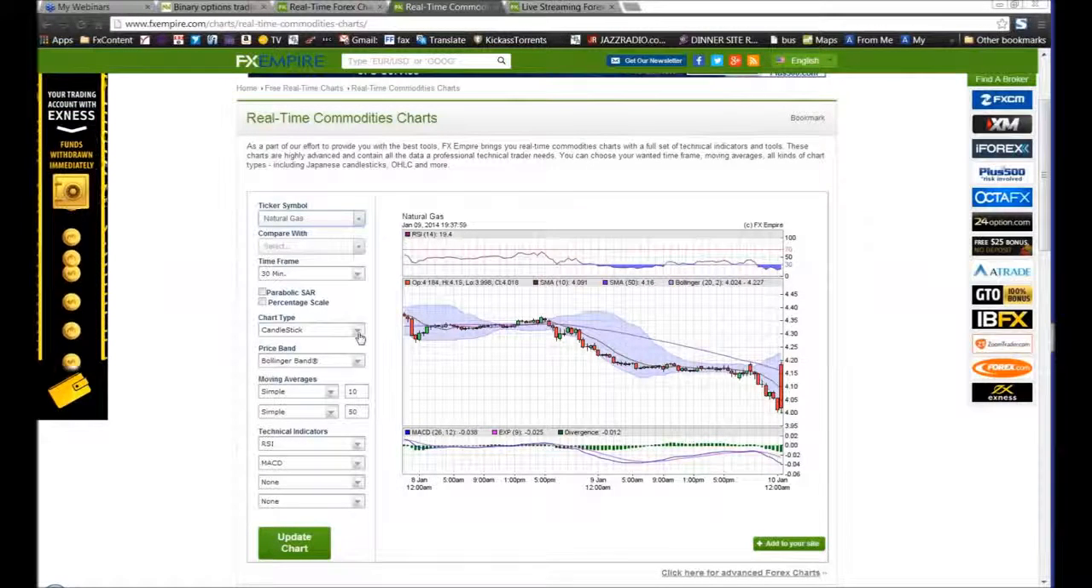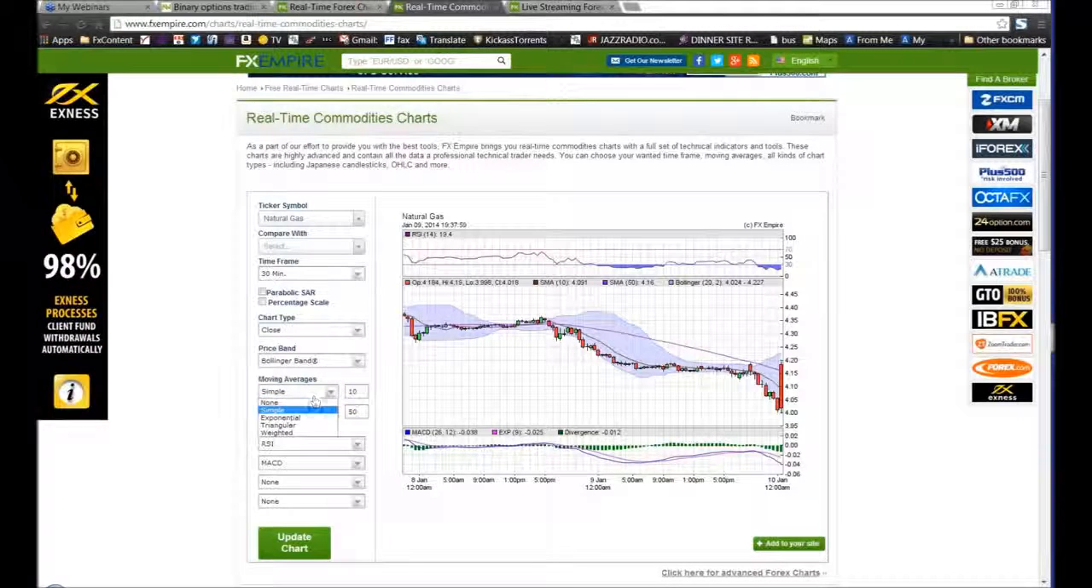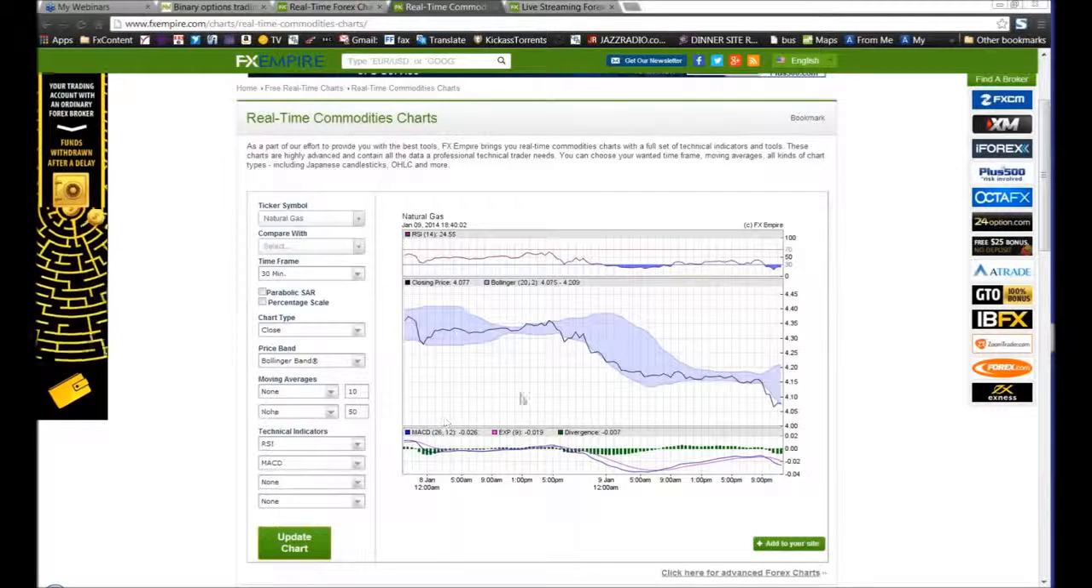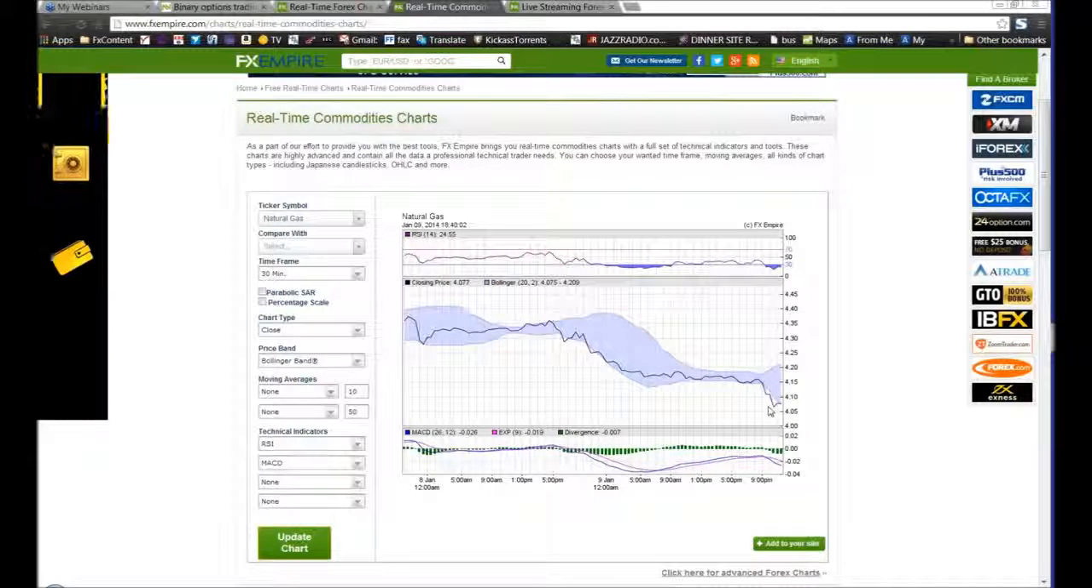Okay, see, we're setting this up for natural gas. We're changing it to close. We're changing the Bollinger Bands. We're getting rid of the moving averages that are on there. Okay, and even updated, and this is now within the last minute or two, we can see that this was a very nice signal, and it's staying out and down, and you could have entered this trade at any point and made profit.